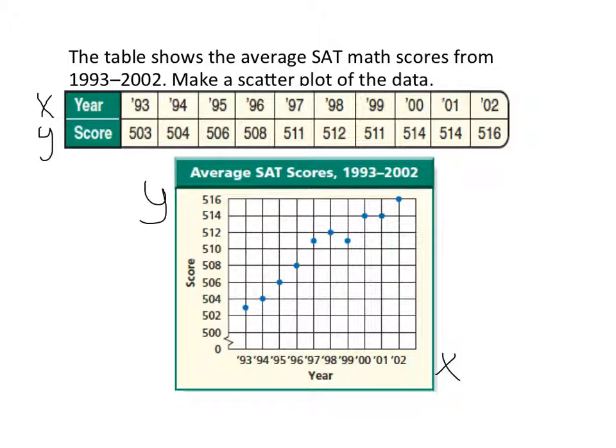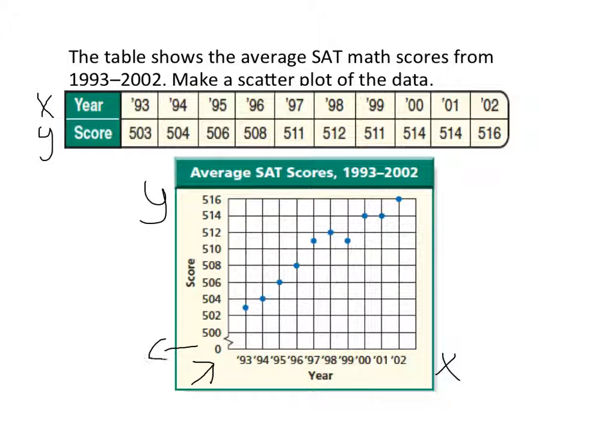We need to build our graph based on the year. The year starts at 1993, but we also have to make sure that we put our origin in there. I know that's a big gap from 0 to 93, but that's what they give us. And we also need to look at our score. Our score doesn't exactly start at 500, but we want to start just before our first data point, and we want to end at least on or after the last, so we're going to stop at 516. The interval that I'm going to choose is every 2, because 503 to 516 fits very well.